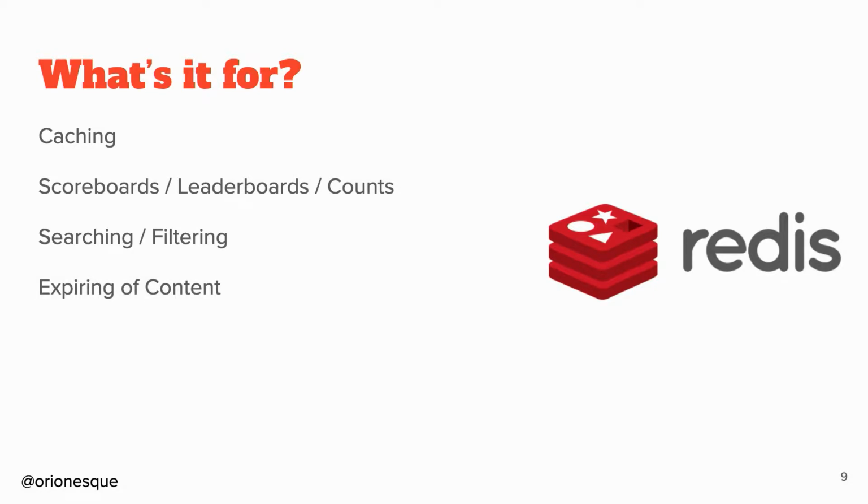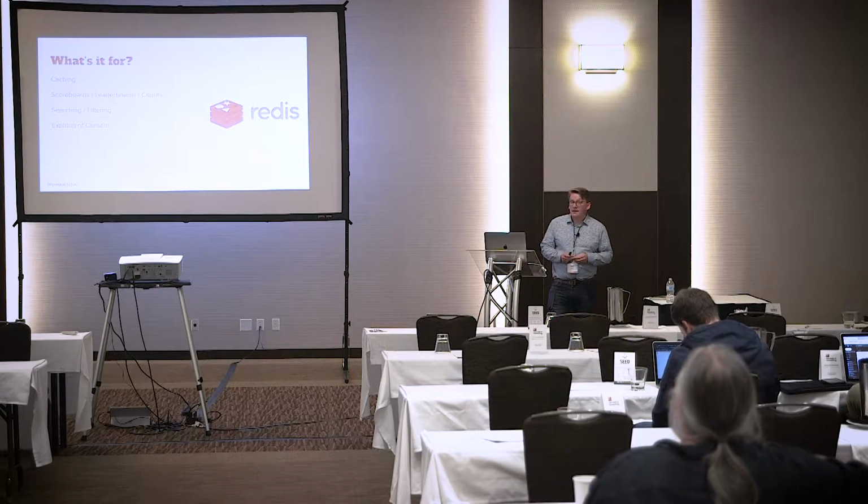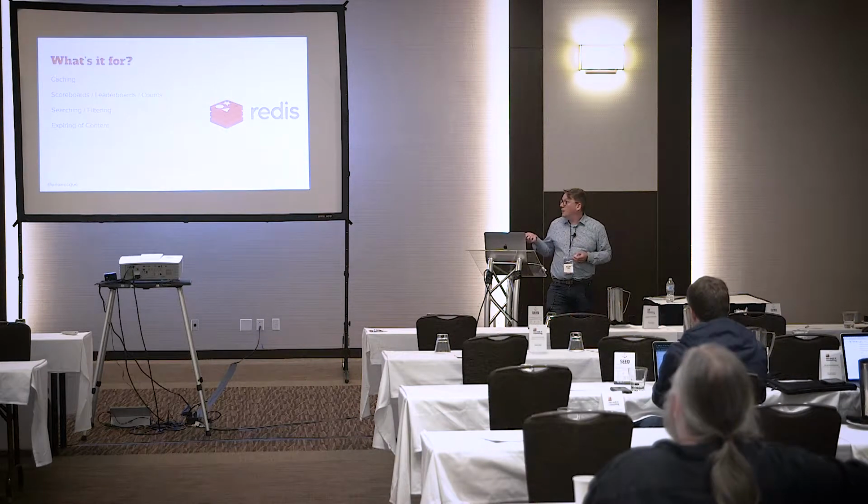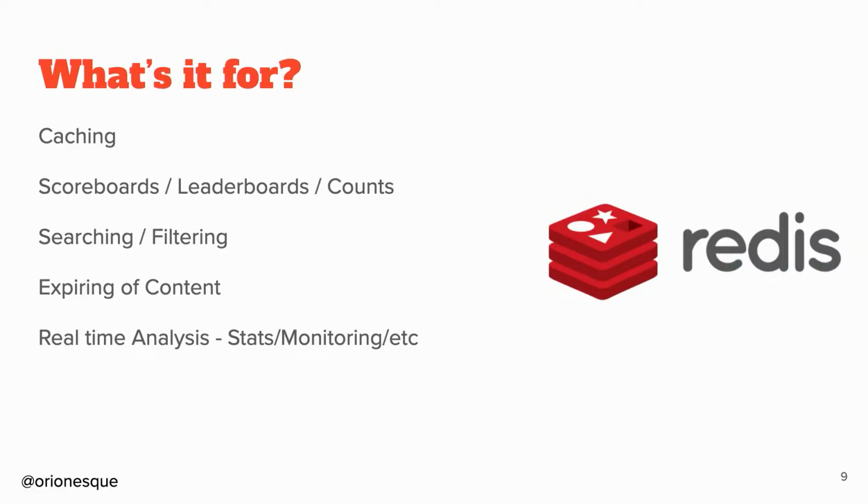Expiry of content. When it comes to Redis, anything you store, you can set an expiry date on, which can either be in a set time, i.e. expire in an hour, or you can say expire on midnight on Christmas Day. And that's on a key-by-key basis. A lot of people are using it for real-time analysis. You use it to fire up quick dashboards, so you can see what's happening with your application in real time. It's rather good for that sort of stuff.